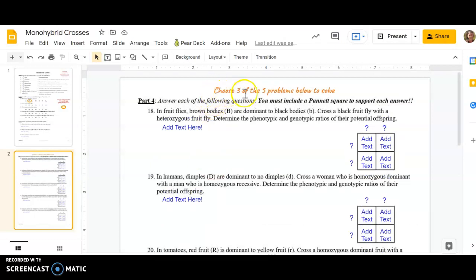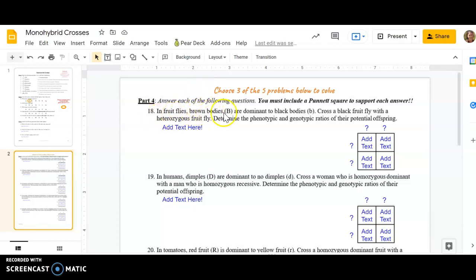I want you to note this at the top. There are 5 problems below, and you can choose any 3 that you like. So don't do all 5, just do 3, unless you really want to do 5. It's totally up to you. But you only have to do 3. So let's start the first one together.